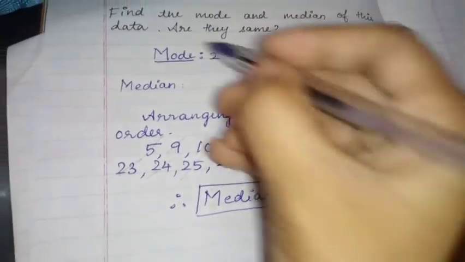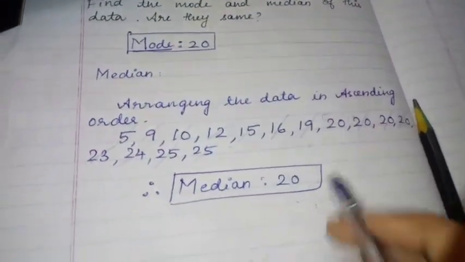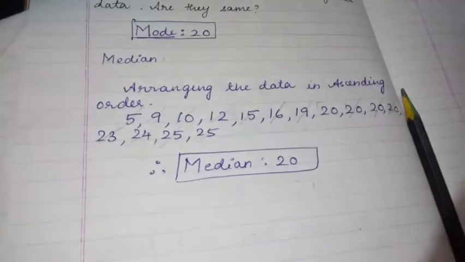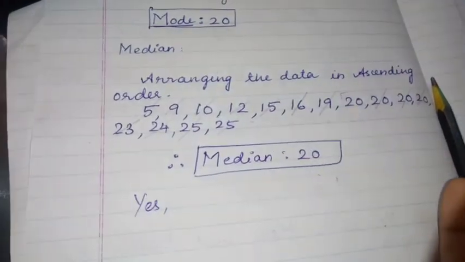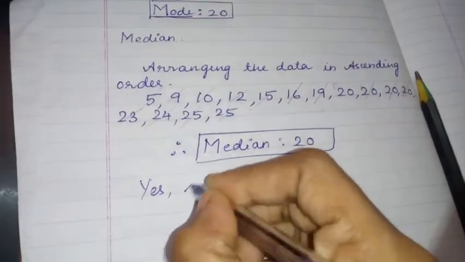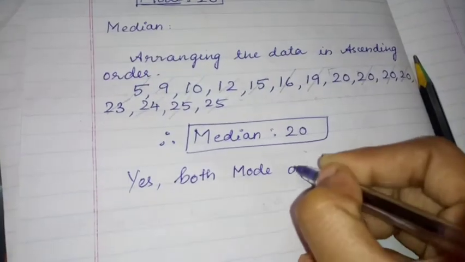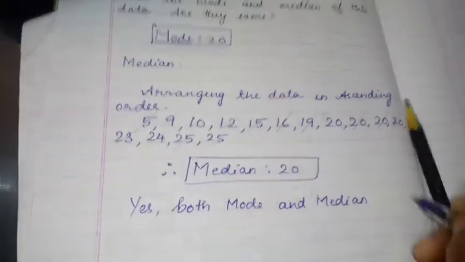Since the number of observations is odd, we are taking the middle value as the median. Are they the same? Yes. Median and mode, both the values are 20. So yes, both mode and median are the same.